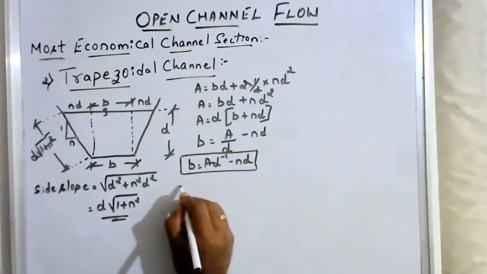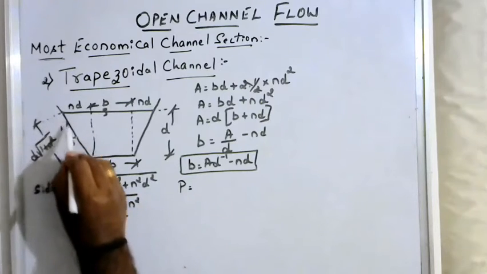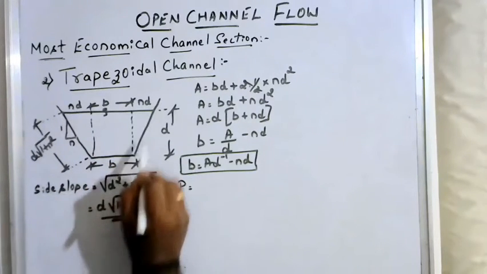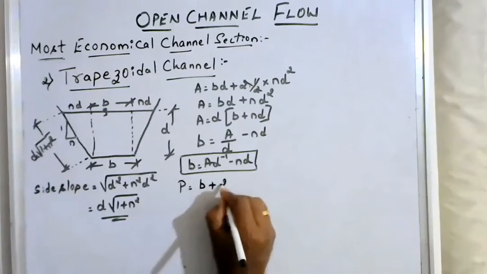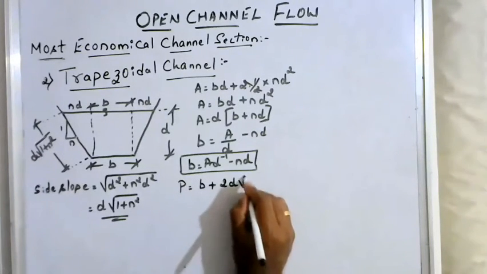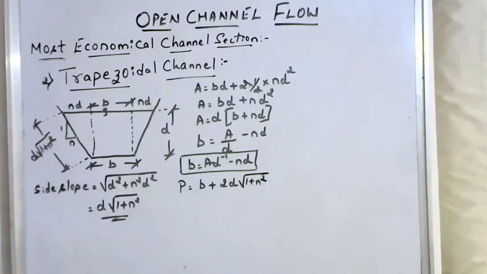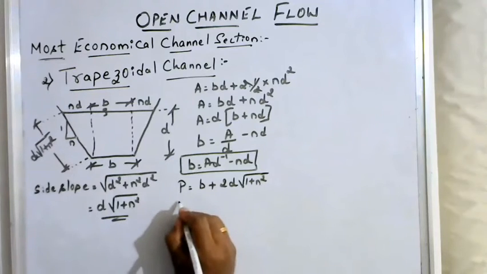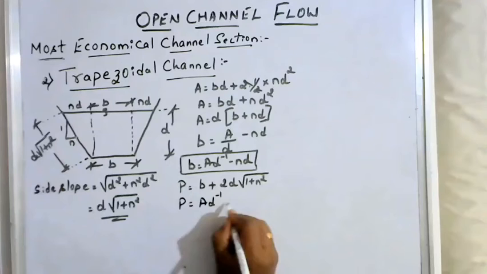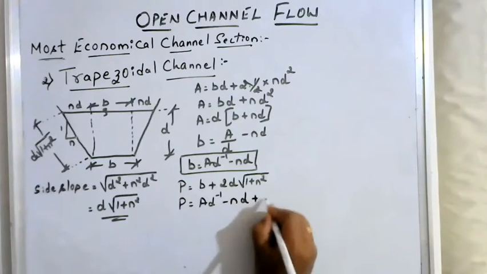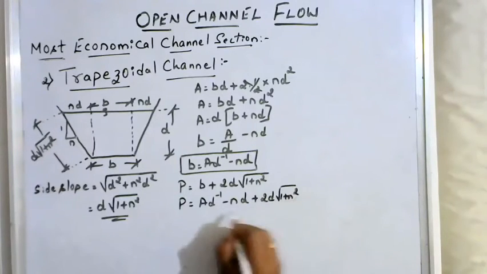Next, wetted perimeter. Wetted perimeter is the channel boundary in touch with water. This is one sloping side plus width plus another sloping side. Therefore it becomes b plus 2 sloping sides. Each sloping side is d root of 1 plus n square. Therefore the wetted perimeter P is equal to, what is b? That is A d power minus 1 minus nd, plus 2d root of 1 plus n square.